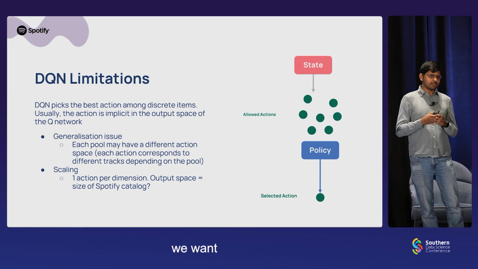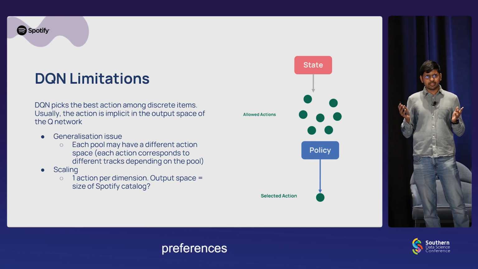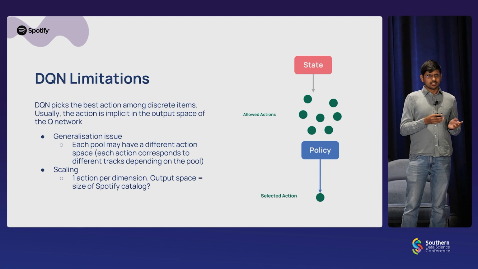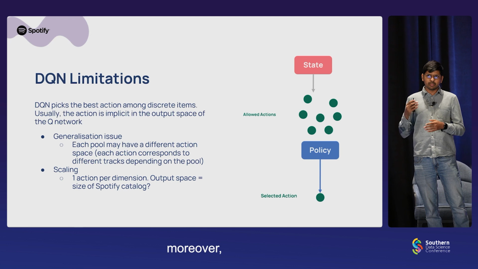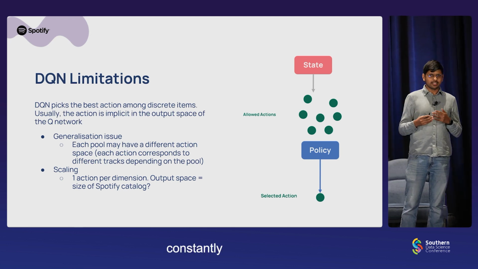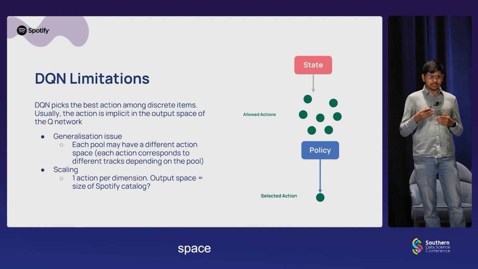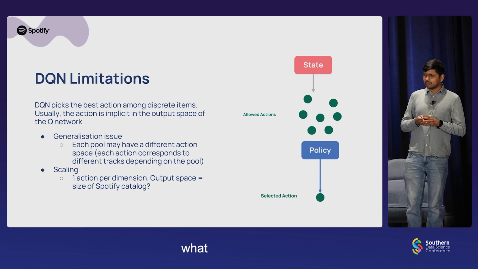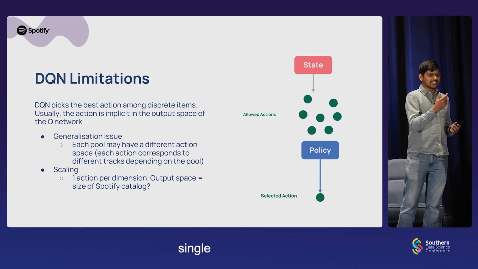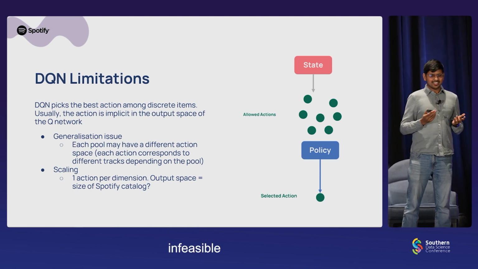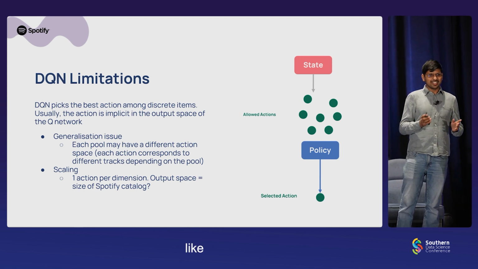And in our case, we want the RL agent to learn to cater to a diverse set of user preferences and a diverse set of playlists. So for each playlist, we have a different candidate pool of tracks. And moreover, the candidate pool itself is dynamic and it constantly keeps on changing. So we cannot use a fixed action space for our RL agent. And what is the solution here? Do we just map each track in our catalog to a single action? That's infeasible. We cannot map all the tracks in the entire music catalog to different actions.